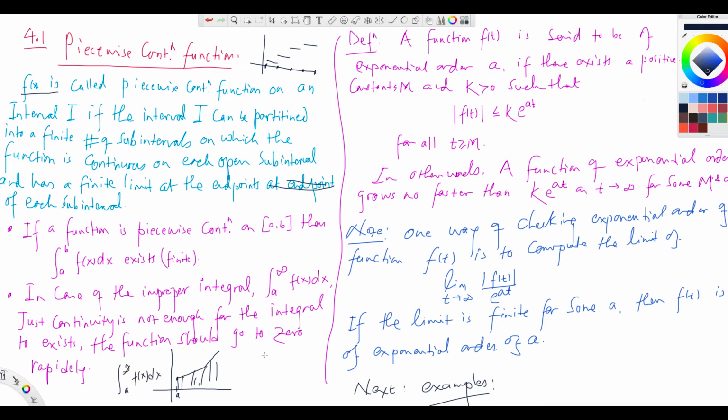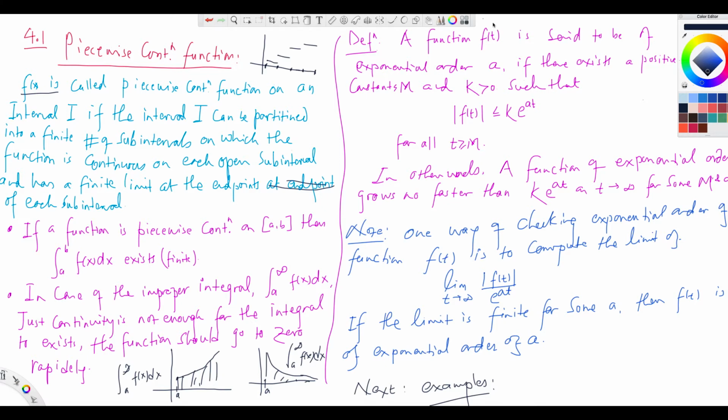But for this type of integral to exist, you must have a and then the function must go to 0. In this case the integral a to infinity of f(x) dx exists because the area will be finite, in other words the integral will be finite. But in this other case the integral is not finite.